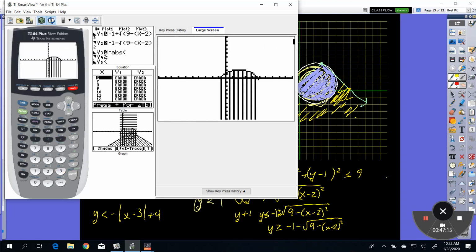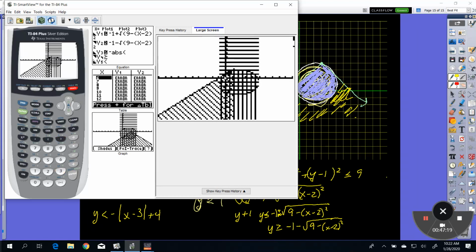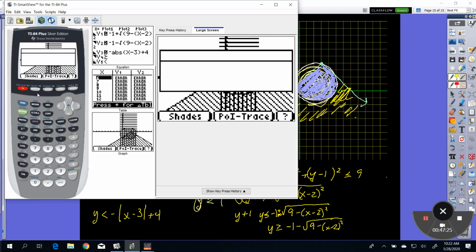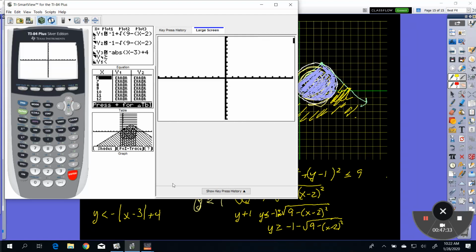So there's the top half of the circle. There's the bottom half of the circle. Here comes the absolute value. I'm going to hit alpha shades on mine. Yours is different. It brings up the same menu if you find the right spot. Inequality, intersection, and I hit enter. And that's going to clean up my graph and show me the places where they intersect. So see how it's cleaning it up. Now here comes my absolute value line.